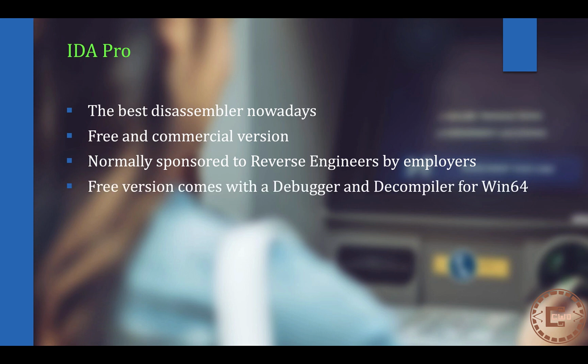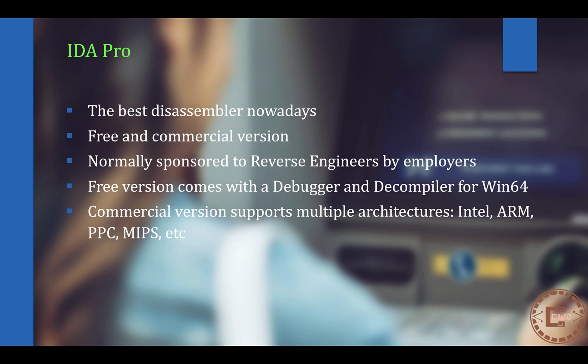As I said, the decompiler comes with the free version for 64-bit, so that's great for our analysis. We're going to be using it, and the commercial version supports other architectures like Intel, obviously, 32, 64, 80, 86, which is a very old version, ARM, PPC, MIPS, which are other architectures out of the scope of our course.